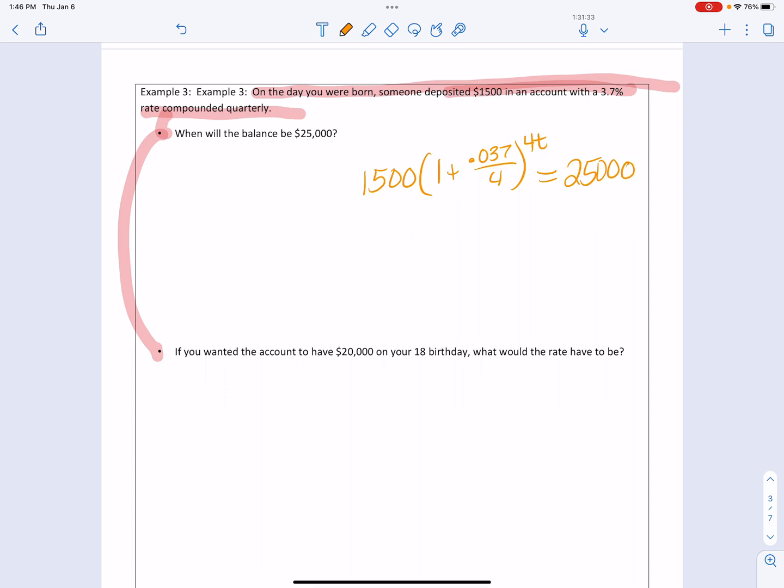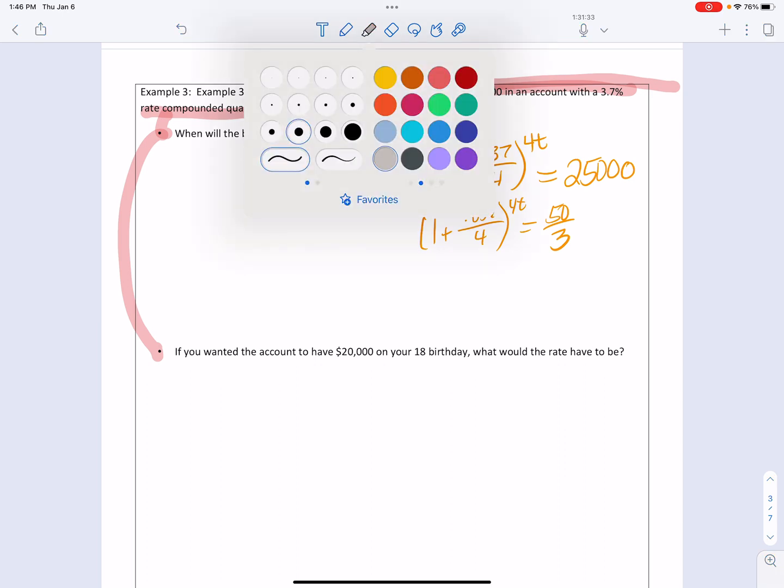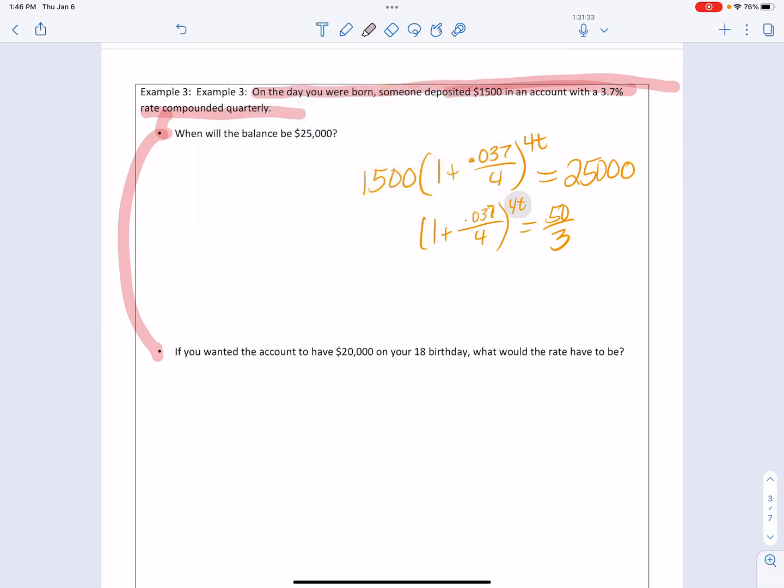So if you look at this, now my variable is up on the exponent. So the first thing I would do is divide by the 1,500, and I get 50/3. So I'd have 1 plus 0.037 over 4 to the 4t equals 50/3. Okay, and now if I look, this is my exponent right there.